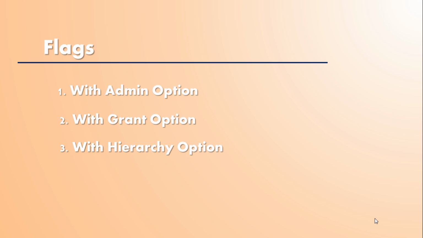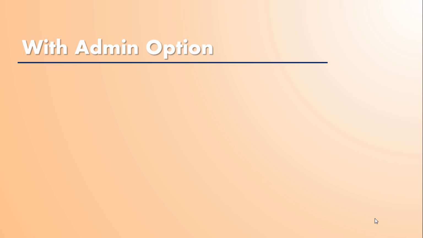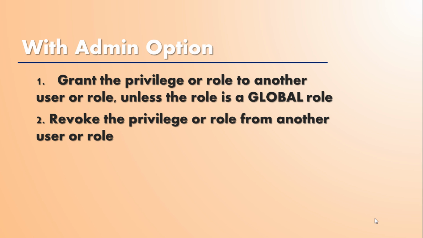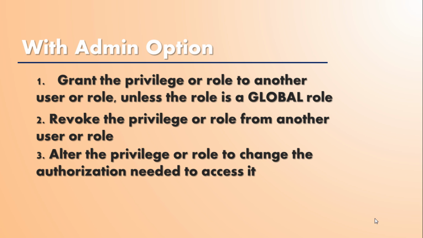In Oracle database, we have three options, or say flags, which we can use along with the grant statement to add some flexibility to privilege management. These three options are WITH ADMIN OPTION, WITH GRANT OPTION, and the third one is WITH HIERARCHY OPTION. Now, the WITH ADMIN OPTION flag enables the grantee to grant the privilege or role to another user or role unless the role is a global role, and revoke the privilege or role from another user or role, and alter the privilege or role to change the authorization needed to access it, and drop the privilege or role. You can use WITH ADMIN OPTION while granting system privileges only.